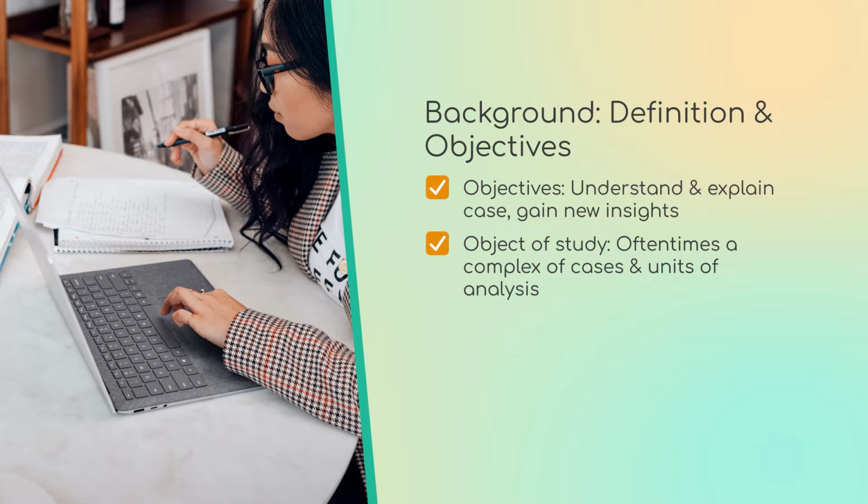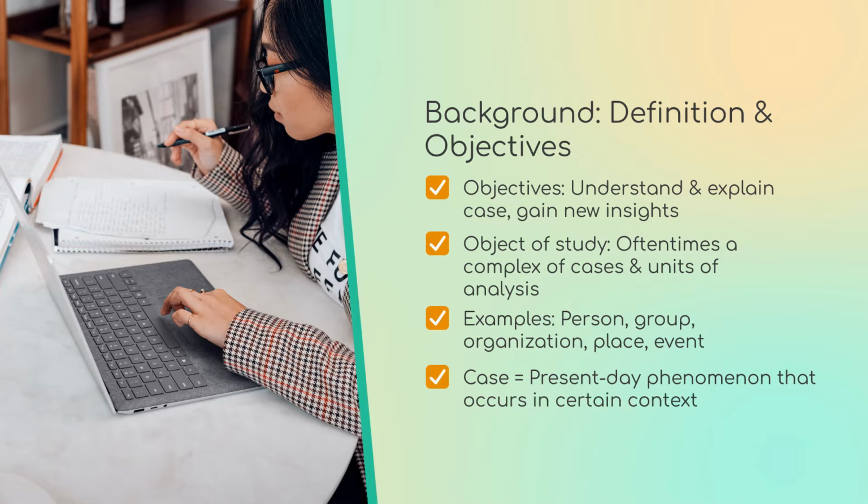Depending on the research interest, a case can be a person, a group, an organization, a place or an event. As a general rule, however, the object of a case study is a phenomenon that can be empirically observed in the present and that occurs in a certain context or in a certain environment. In this way, case studies make it possible to understand complex interrelationships such as developments, causal relationships and process flows in the overall context and to draw conclusions that are relevant to theory and practice.